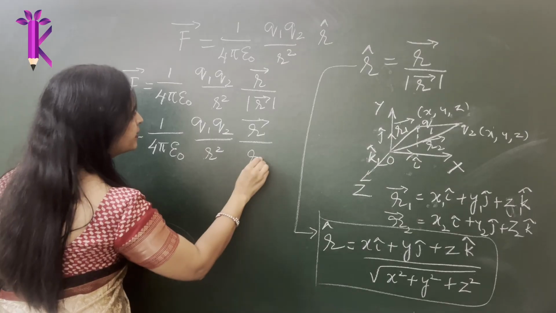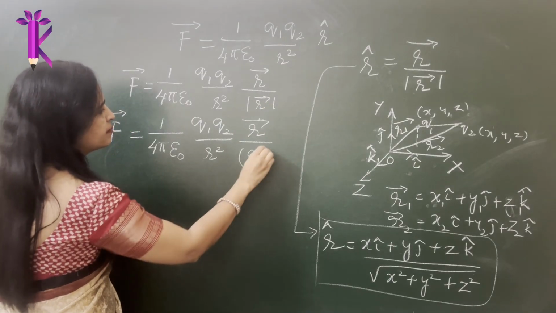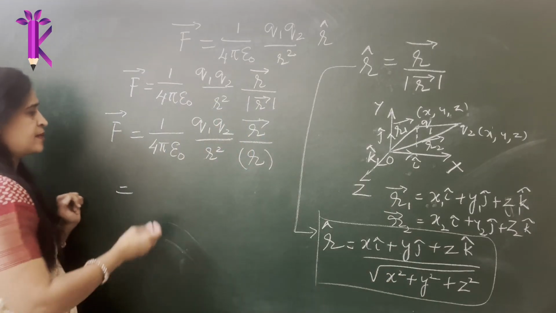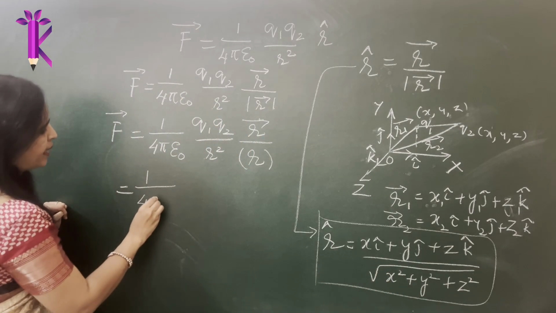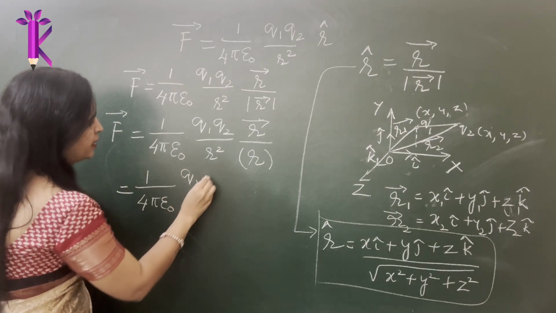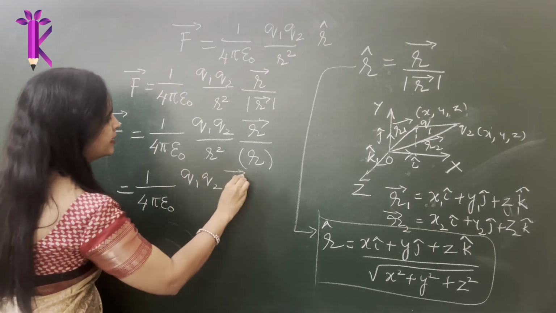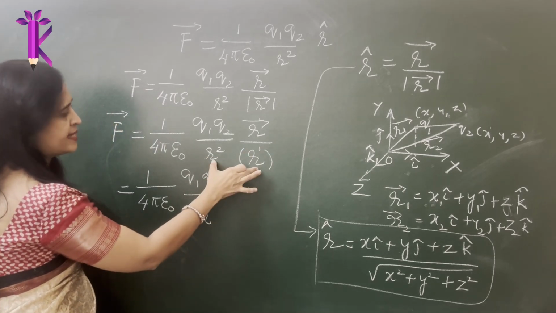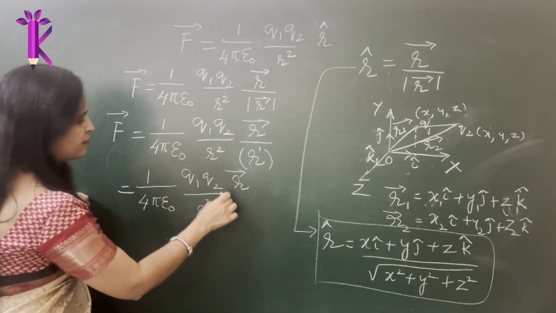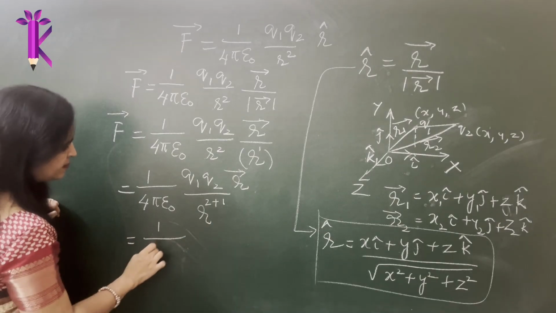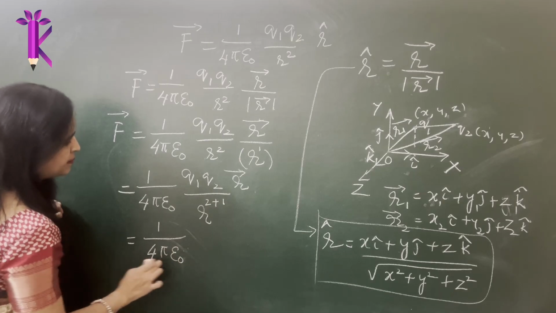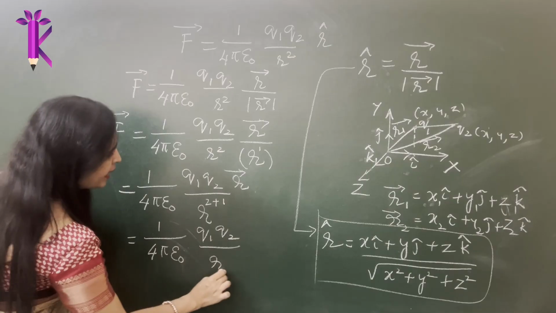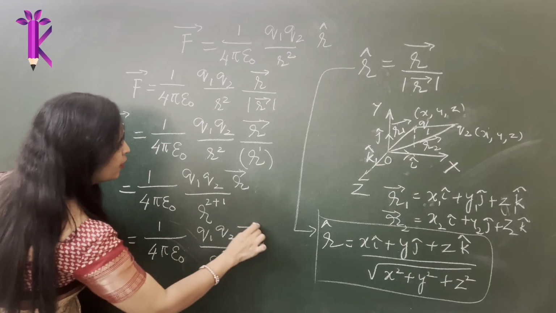This can also be simply written with the magnitude of r, where you just get some value and the vector sign gets removed, right? So 1 by 4 pi epsilon naught q1 q2 into vector r divided by r to the power 2, r to the power 1. If the bases are same, you add the power, so it is 2 plus 1. This ultimately in the full vector form can be written as 1 by 4 pi epsilon naught q1 q2 divided by r cube into the whole vector r.